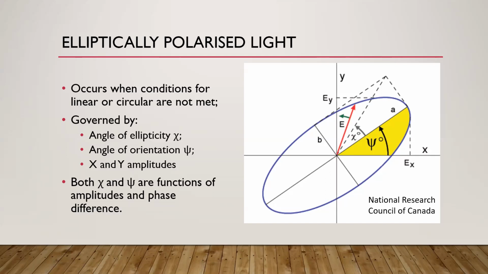And then of course we've got the angle of orientation, which is essentially the orientation of the main axis of the ellipse to the horizontal. So that's described in the diagram there by the angle psi. And then we've got the x and y, which are the amplitudes. Now, the interesting thing here is that both the angles chi and psi, so the angles of ellipticity and orientation, can be described in terms of the amplitudes and phase of the horizontal and vertical components. So again, if we have the relative amplitudes and the phase difference between the horizontal and vertical components, then we're going to know the exact state of polarization, no matter what that is.